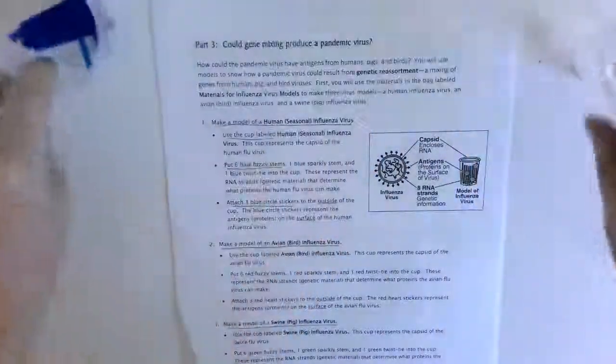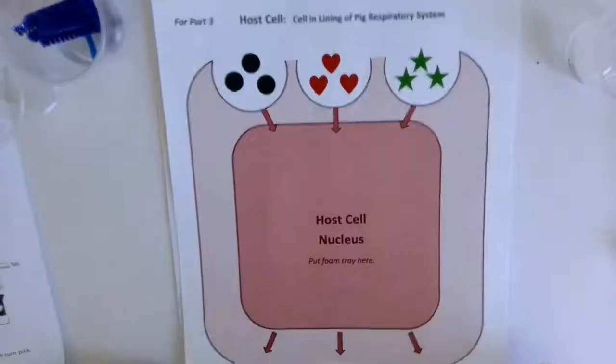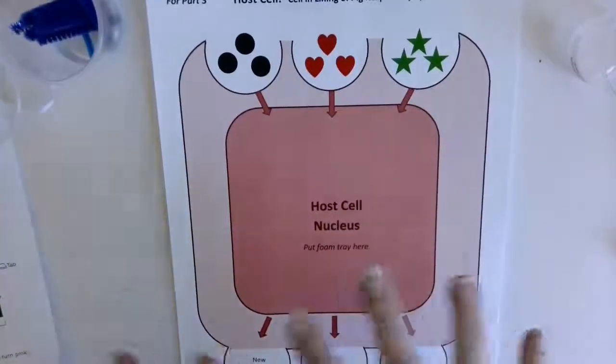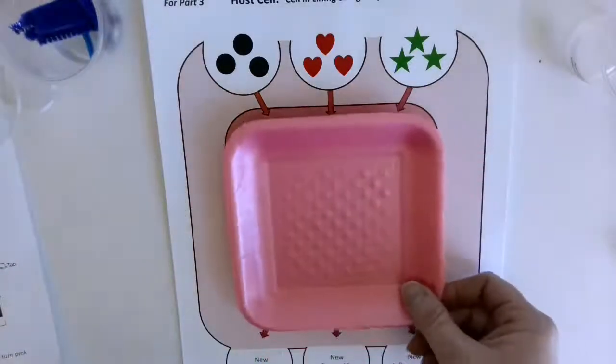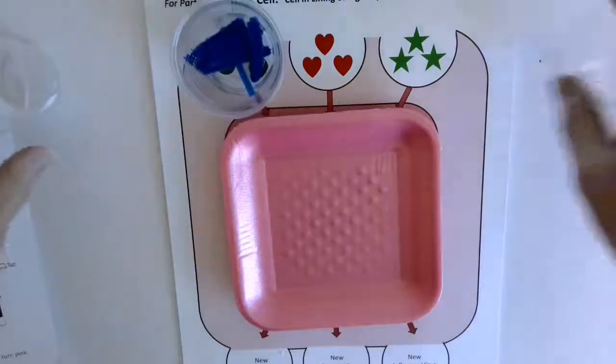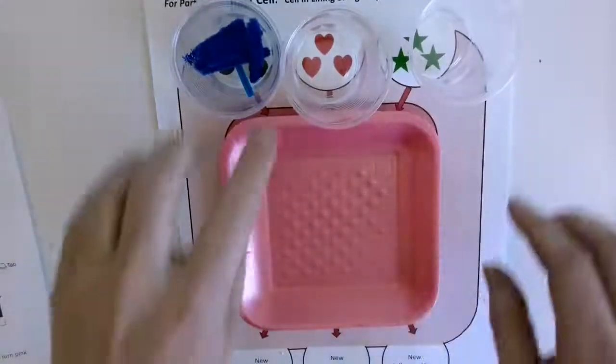So we're going to move on to page 4. You're going to complete that setup. For this part 3, you will actually have this awesome paper here to show you where you will end up putting the trays and the different cups with your different model things in them to create your models.